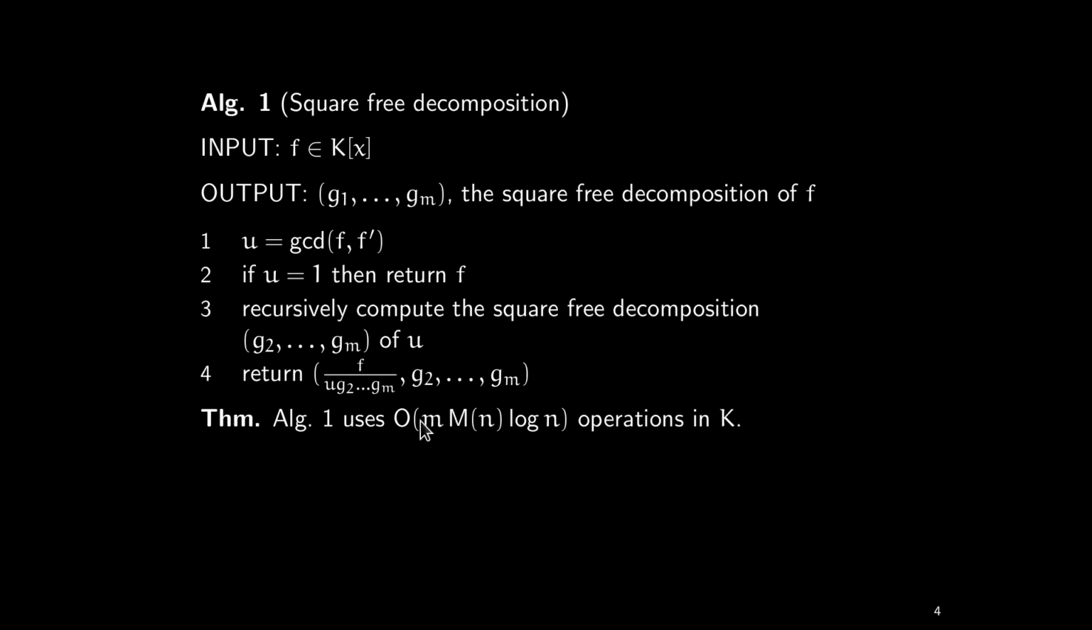So to be on the safe side, I'm just multiplying the cost of this GCD by the number of recursive calls that I possibly have to do in the algorithm. And that's something that I don't know in advance, the m. It's part of the output, but of course it's determined by the f. So the algorithm uses m, the length of the output, times multiplication time of n, where n, of course, is the degree of f, times log n operations in K.